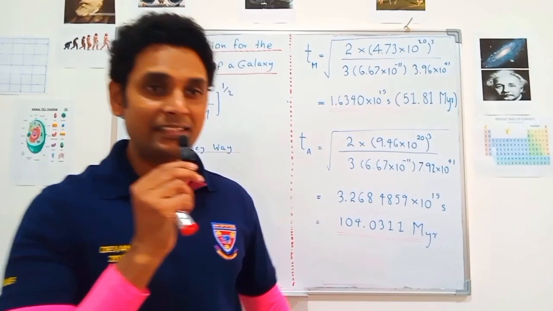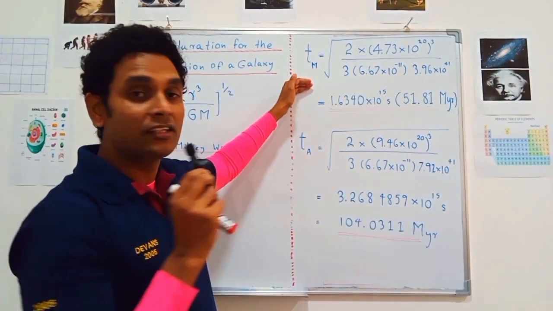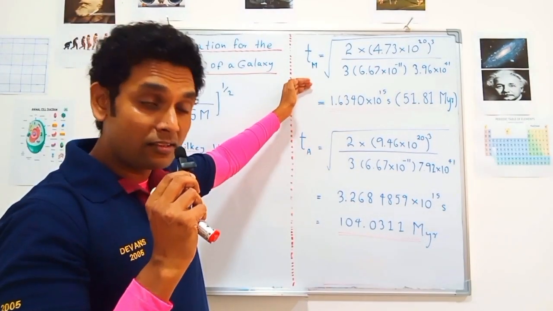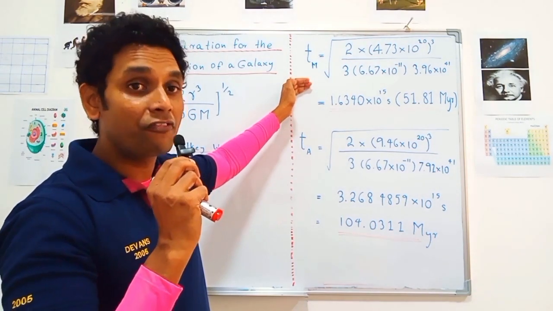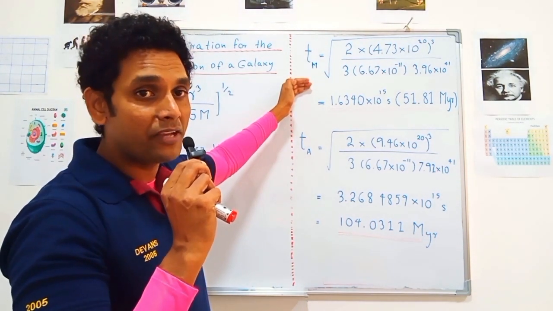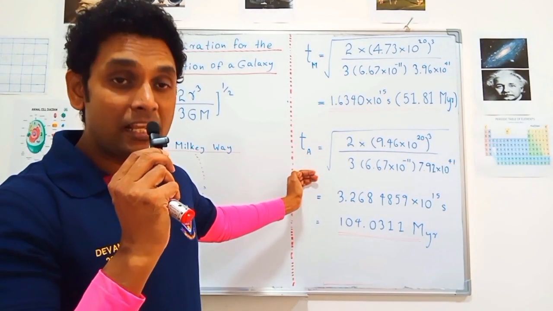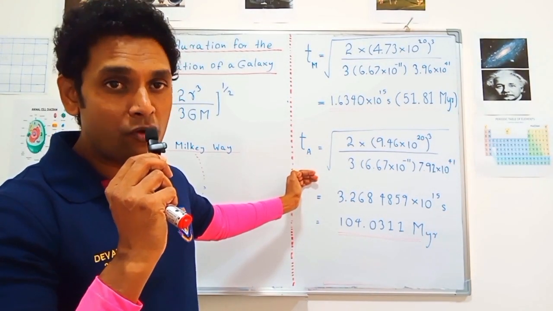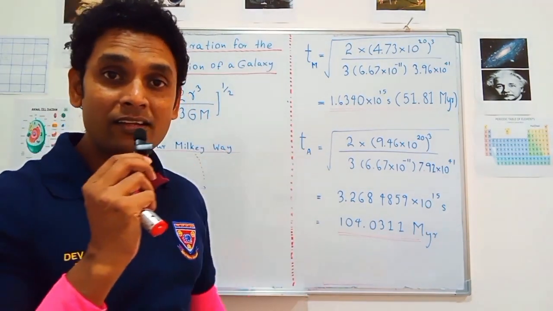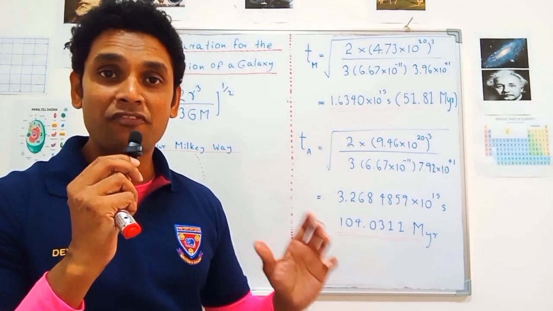So finally we can see this is the time duration taken for the formation of the Milky Way, and this is the time duration taken for the formation of Andromeda, and this is how to calculate the time duration for the formation of a galaxy.